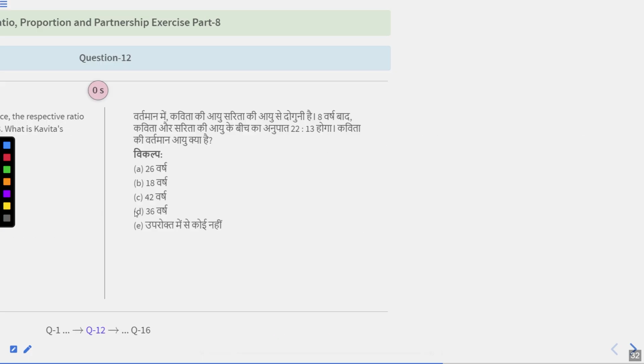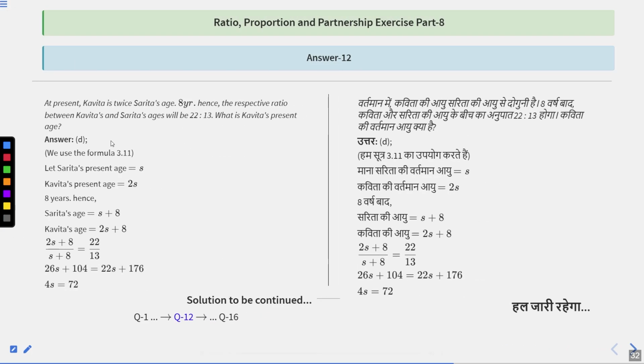Now time's up. Let's see the solution. According to the question, let Sarita's age be S. So Kavita's age is 2S, because the question says that at present Kavita is twice Sarita's age. Hence after 8 years, Sarita's age is S plus 8, and Kavita's age becomes 2S plus 8. It is given that the ratio between Kavita's age and Sarita's age after 8 years is 22/13. So we can equate it, and when we do, we get the value of S. Clear? Solution to be continued.